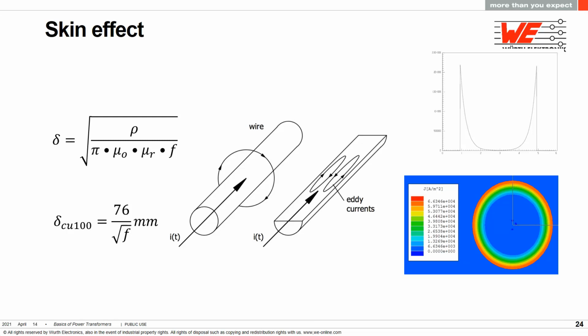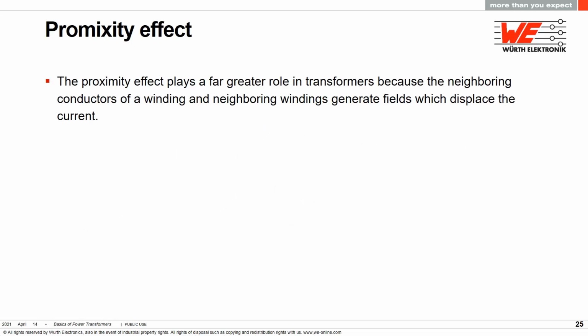The key point to understand about skin effect is that it's defined for a conductor well away from the influence of any other magnetic fields. However, in transformers, we have wires and windings that are side by side. This is where proximity effect comes into play, where the current in one conductor is influencing the neighboring conductors.